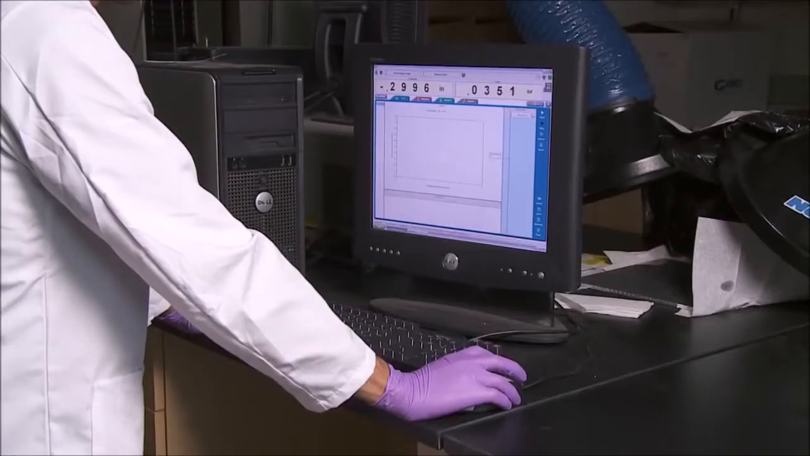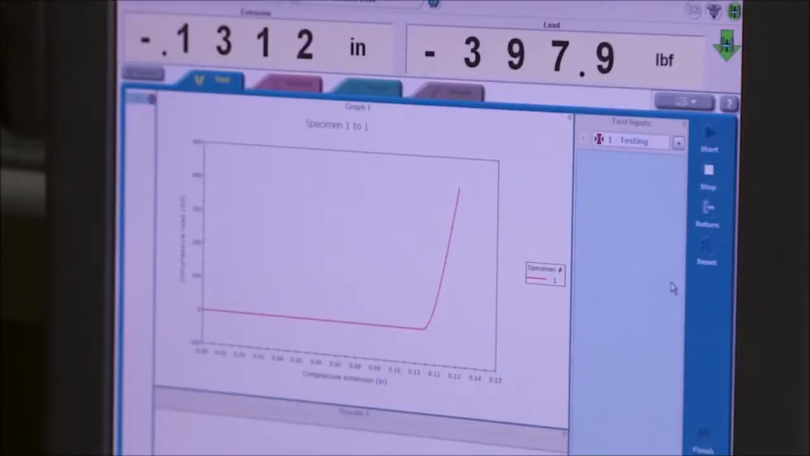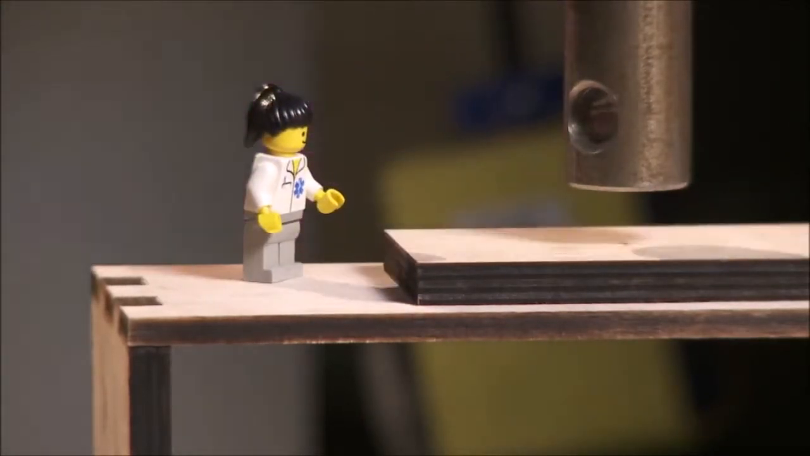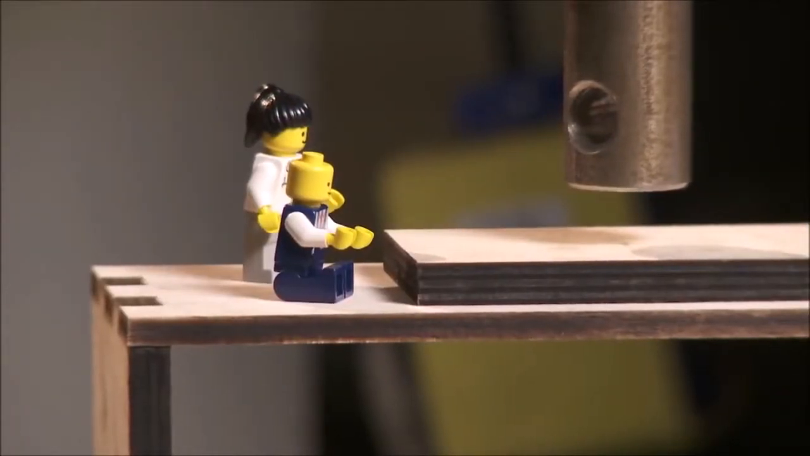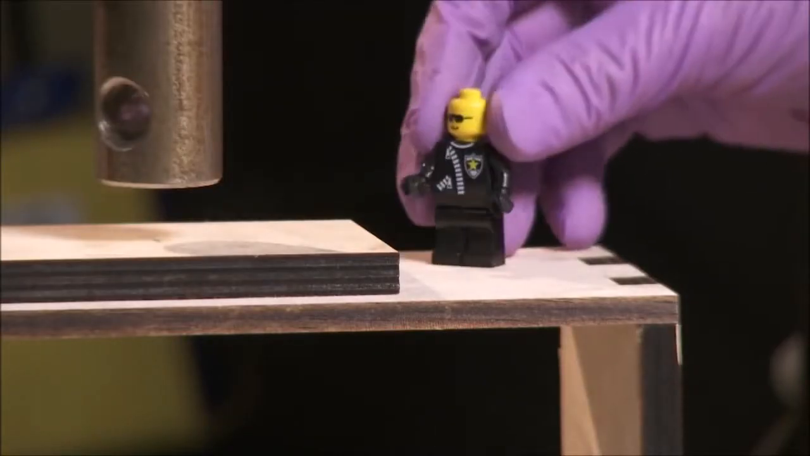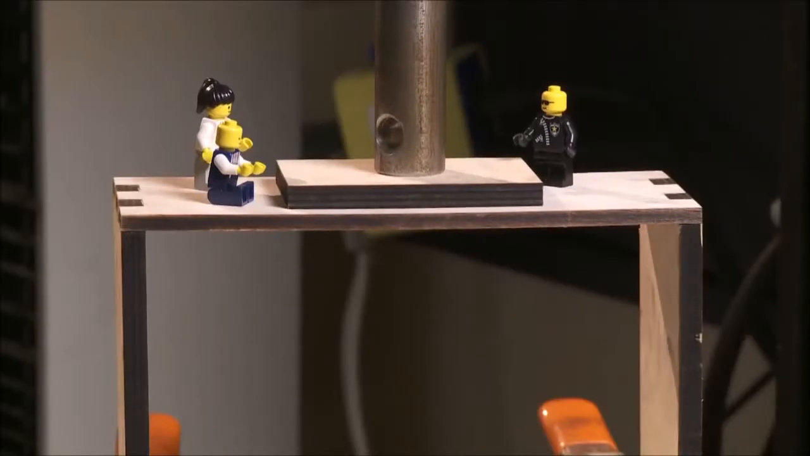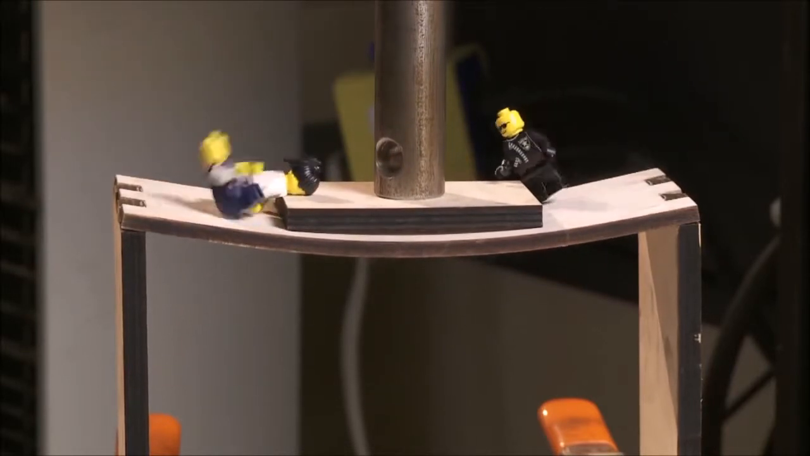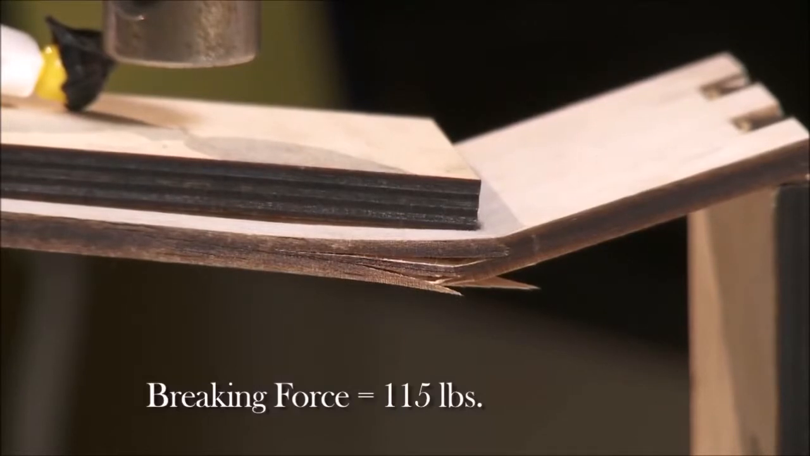The compression tester will apply a load, or in other words, a weight, and measure the strain, which is how far the material moves in response to a load. Also to help us on this test will be these Lego people, who will measure the ability to be launched from a bridge when it breaks. Critical information for bridge designers. Officer. Hello. You see that as the load increases, the bridge bends, and eventually breaks at a load of 115 pounds.